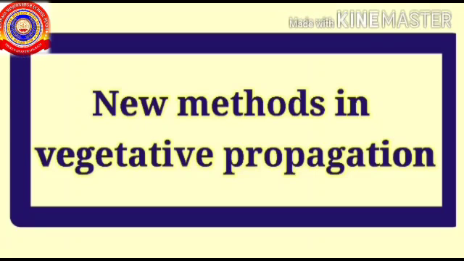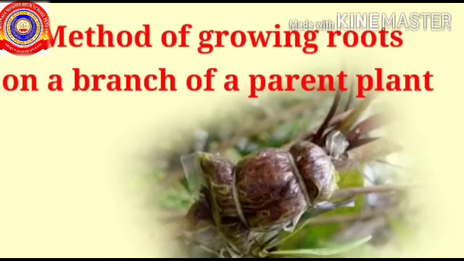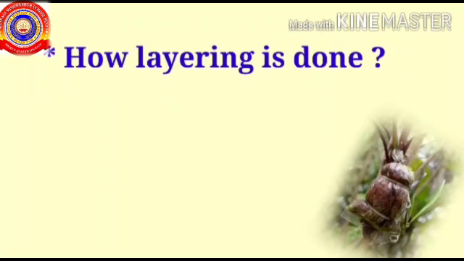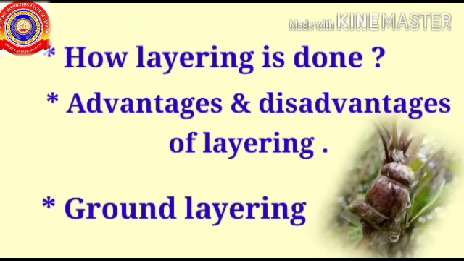Next, we have discussed the new methods in vegetative propagation. And the first one is layering. It is a method of growing roots on a branch of a parent plant and removing the part after the growth of roots. In it, we have discussed how layering is done, the advantages and disadvantages of layering, and also about ground layering.